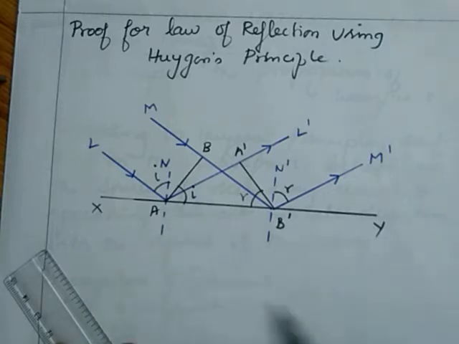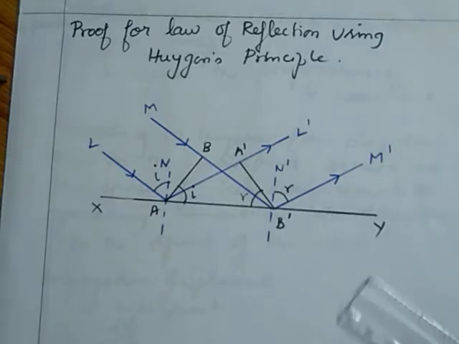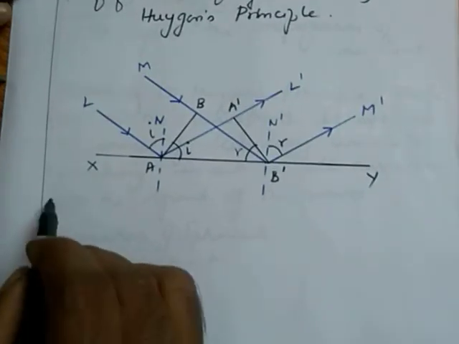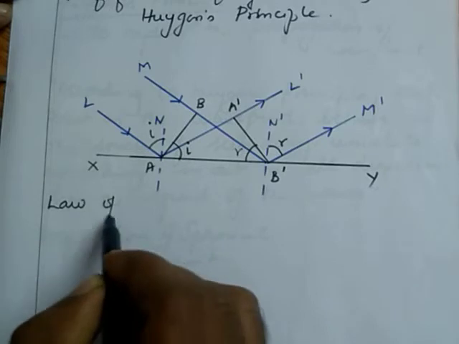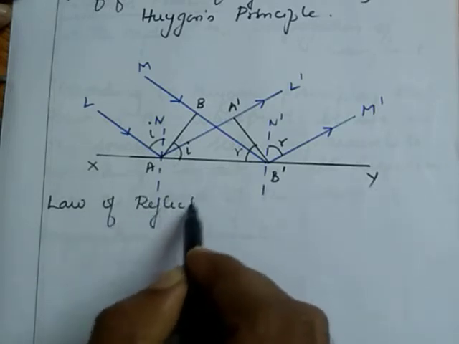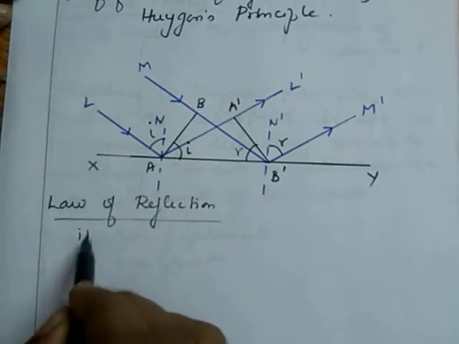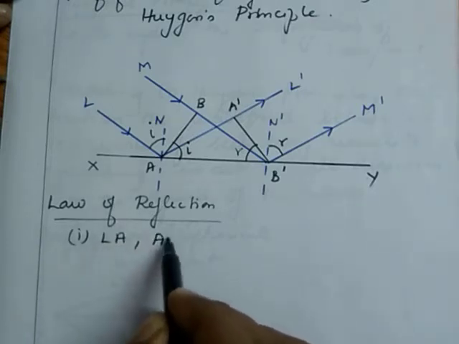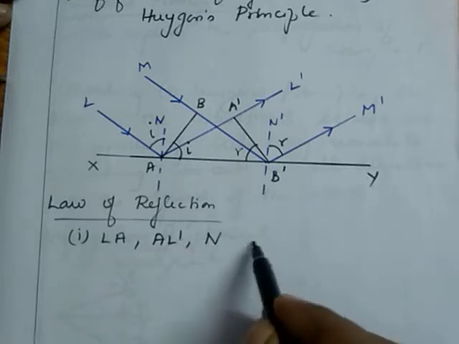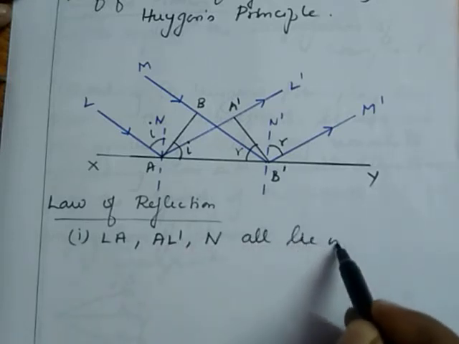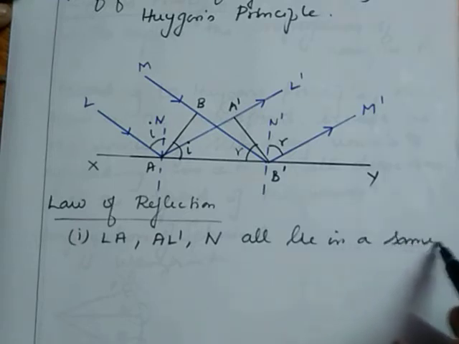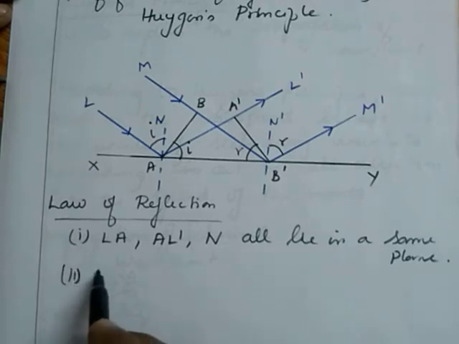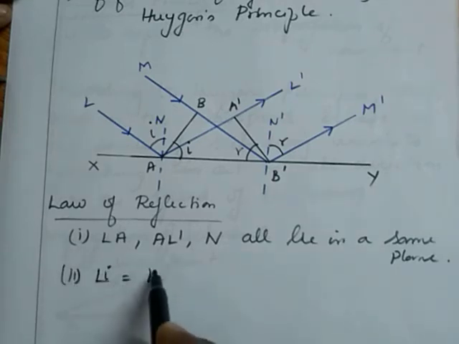Then let me prove the law of reflection. We know the law of reflection very well. The first law is that the incident ray, reflected ray and the normal all lie in the same plane. And the second law is that angle of incidence is equal to angle of reflection.